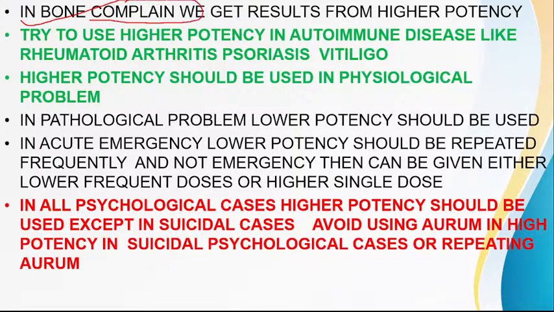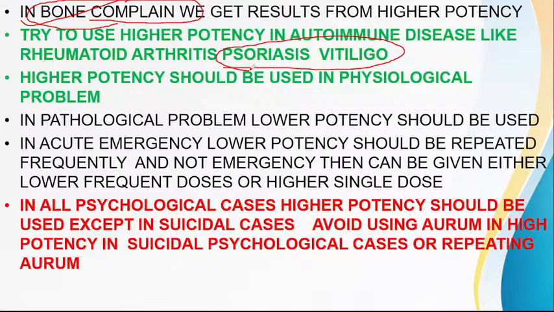So bone complaints basically give a good reaction with high potencies. Dr. Vijaykar sir has also clearly mentioned that all types of autoimmune disease need a higher potency, like rheumatoid arthritis, psoriasis, vitiligo. But for diseases which have chances of aggravation, like if a patient of psoriasis comes to your clinic and you directly give Sulphur 10M, then there is a chance of so much aggravation.